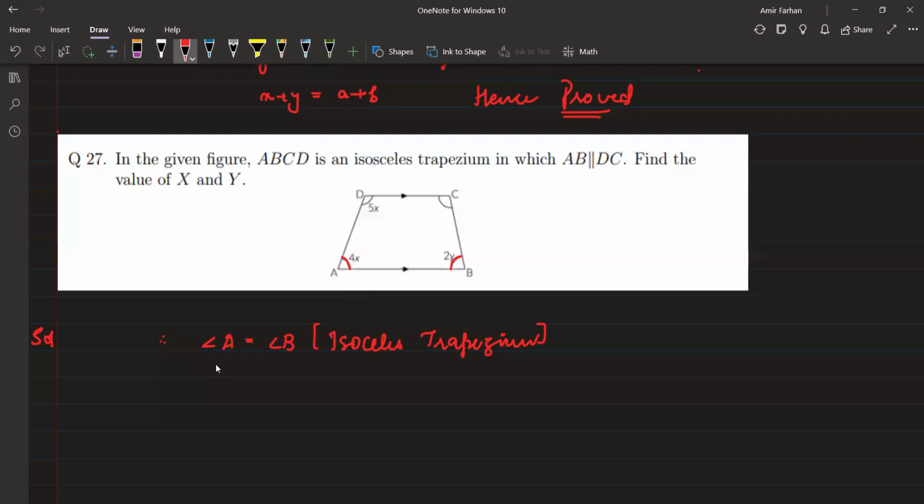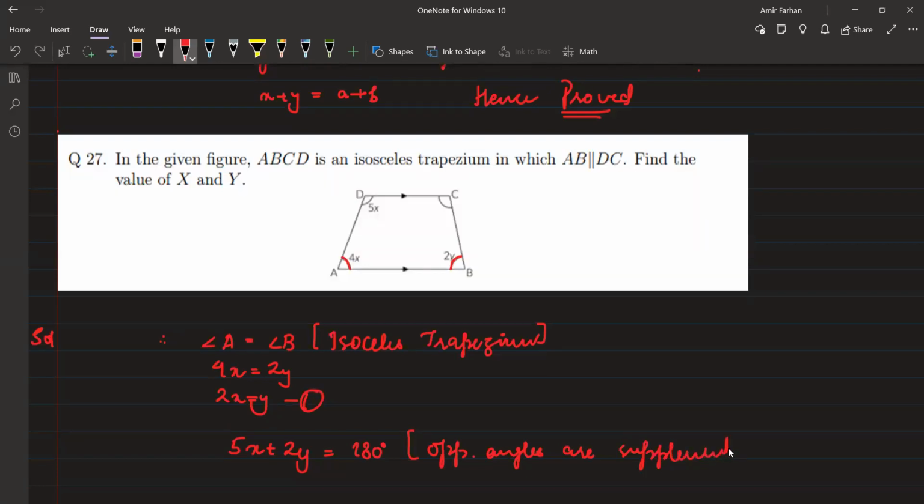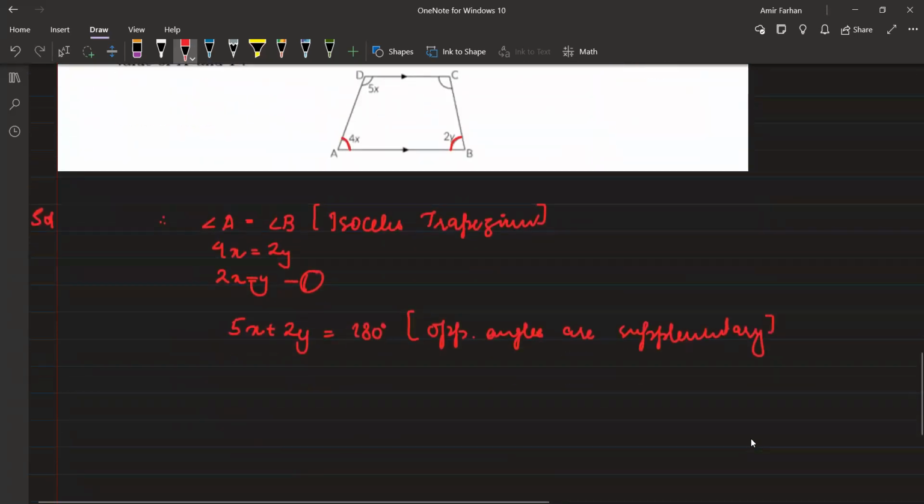So first, let's take the value: 4x will be equal to 2y. So basically 2x will be equal to y. This is the first equation. I have divided the 4 by 2. Clear? And 5x plus 2y is equal to 180. Yes or no? Yadika, you're saying something? Sir, I was saying that opposite sides. Yes, you are right. So 5x plus 2y is equal to 180.